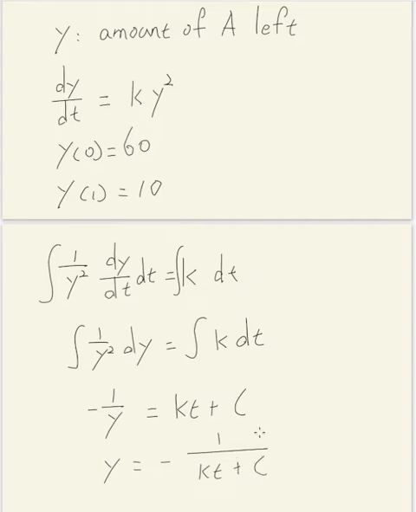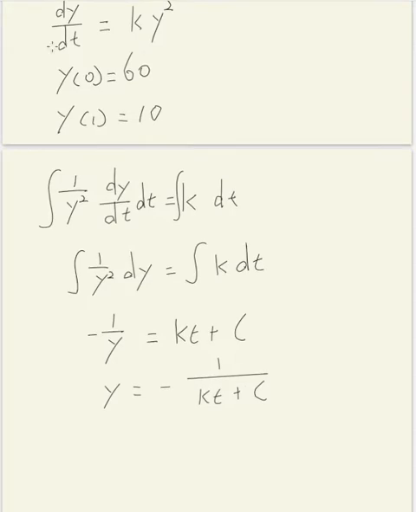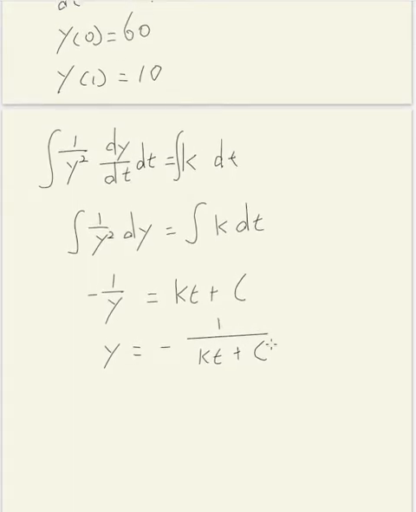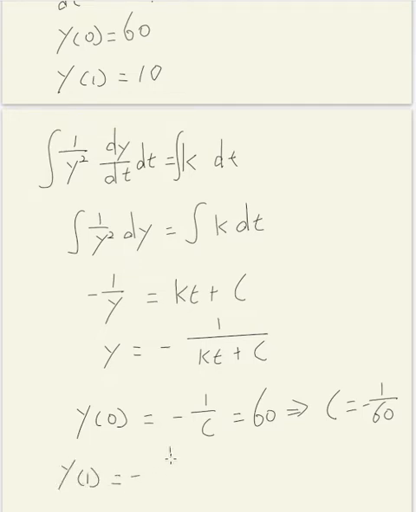Now we have two unknown constants, k and c. That's why we need two initial conditions. So let's plug these in to solve for k and c. y of 0, plug 0 into t, we get minus 1 over c equals 60. That immediately tells us c is minus 1 over 60. Okay, and then y of 1 is minus 1 over k plus c. Now we know what c is, so we can plug it in, right? So this is minus 1 over k minus 1 over 60, and this is 10.